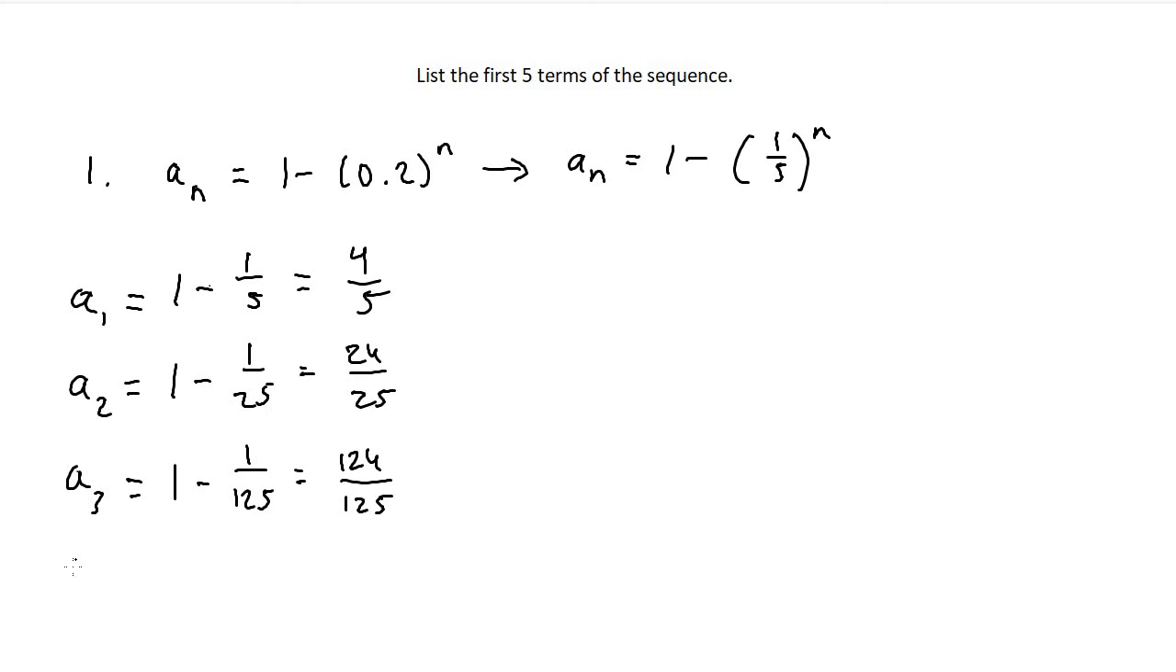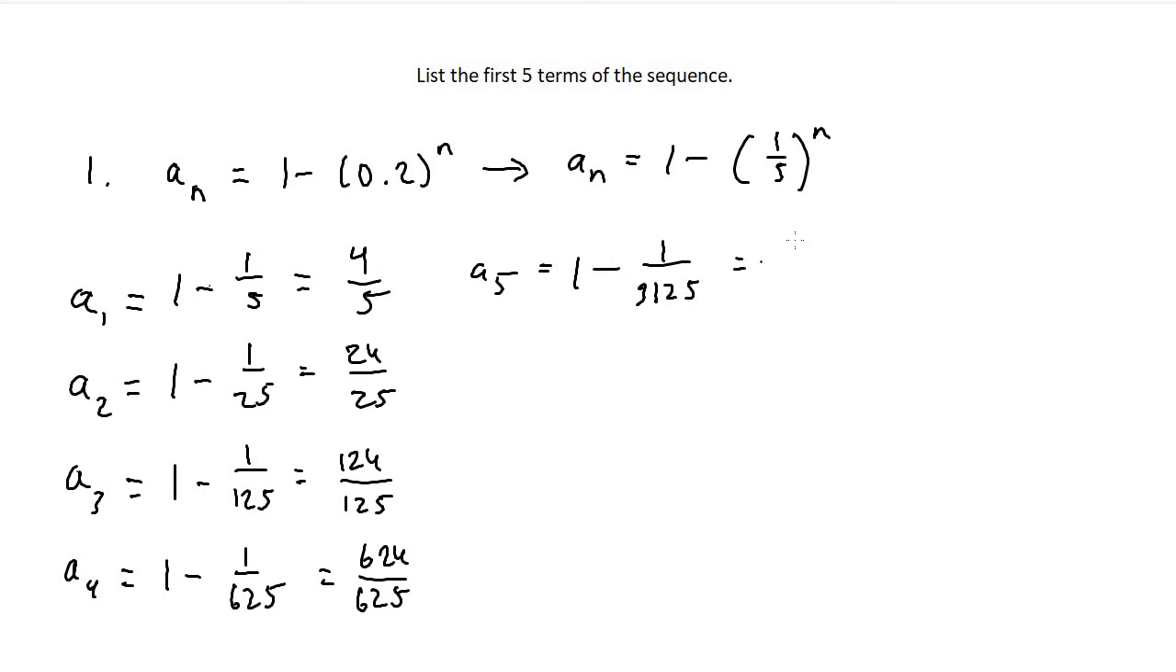Then in order to find a sub 4, we're going to plug in the 4 for n, so we'll get 1 minus 1/5 to the fourth power, so you get 1 over 625, which equals 624 over 625. And then finally a sub 5 is going to equal 1 minus 1/5 to the fifth power. So that is going to be 1 over 3125, which is going to be equal to 3124 over 3125.